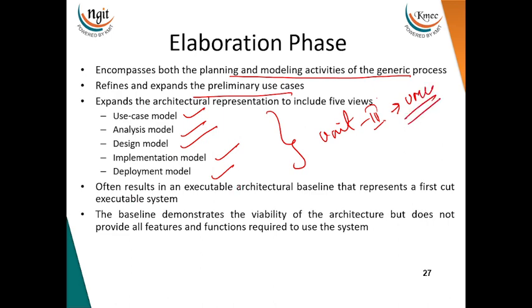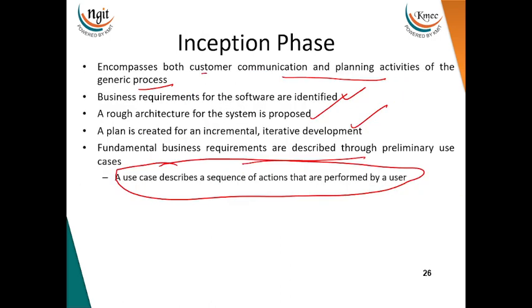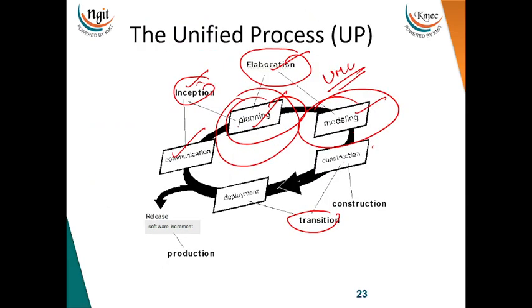Often the result is an executable architecture baseline that represents the first cut of the executable system. The baseline demonstrates the viability of the architecture but does not provide all features. Just a baseline is given to you. Same thing. Correct. Here, what we have done, now we are moving to some other part.